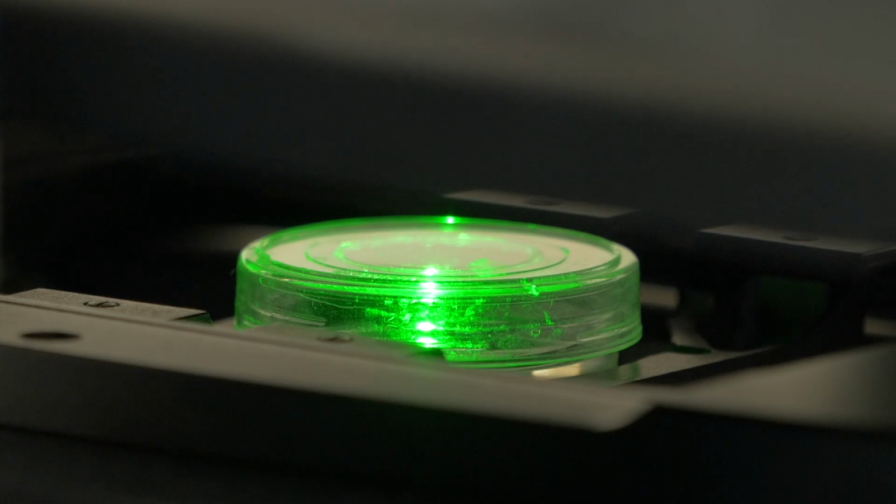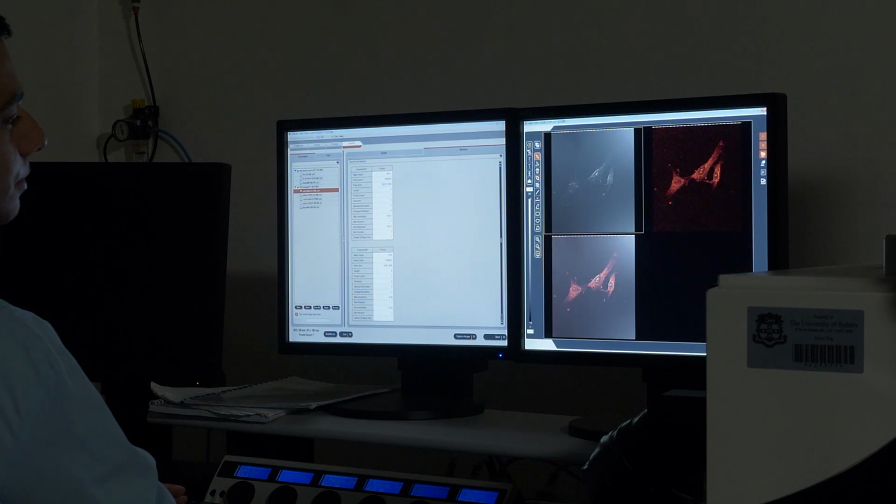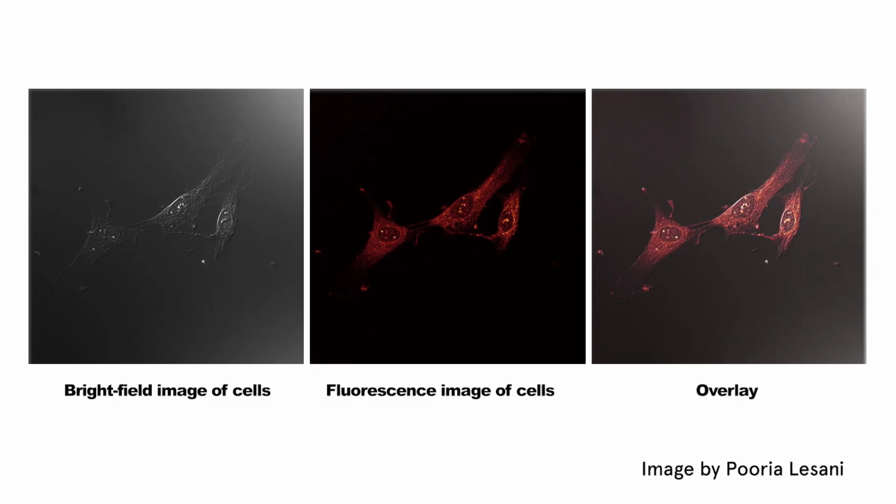Okay, I have put the new prepared dish on the microscope and adjust the objective and laser on the sample. Oh wow, that's amazing, right? Now you can see the strong fluorescence of the cells after incubation with carbon quantum dots, which makes us able to see the details of the cells.